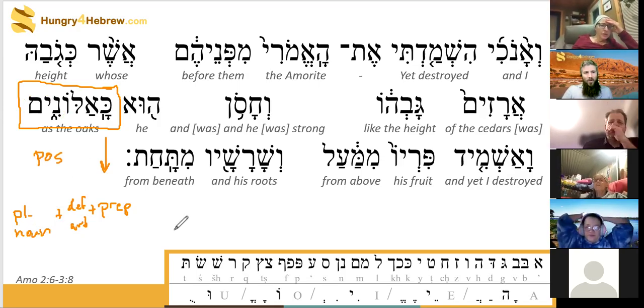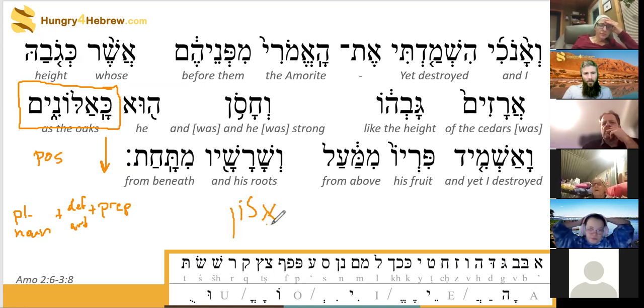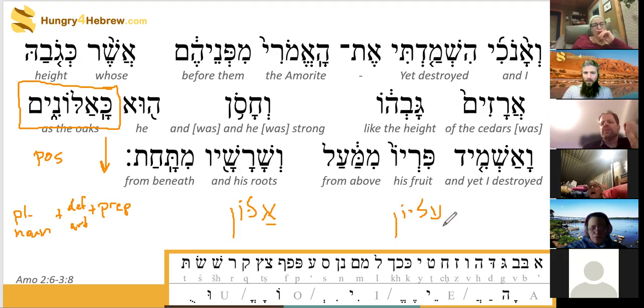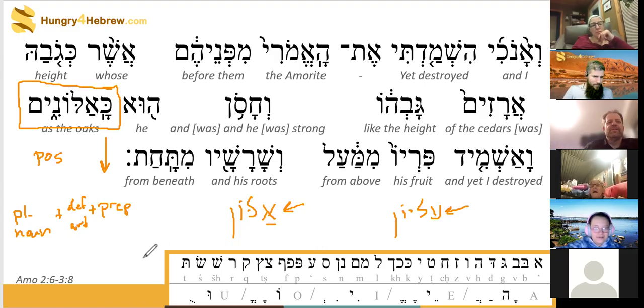Alon is the singular form. Elyon starts with an ayin. Okay. So this root has to do with high up, whereas alon has to do with el, alal, strong, mighty, something like that. So I knew it was a noun.